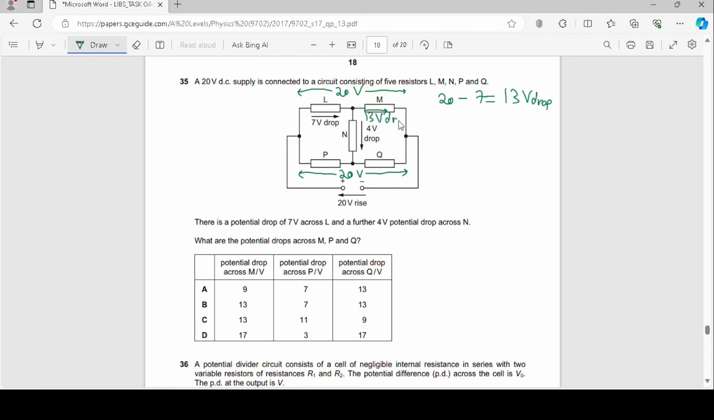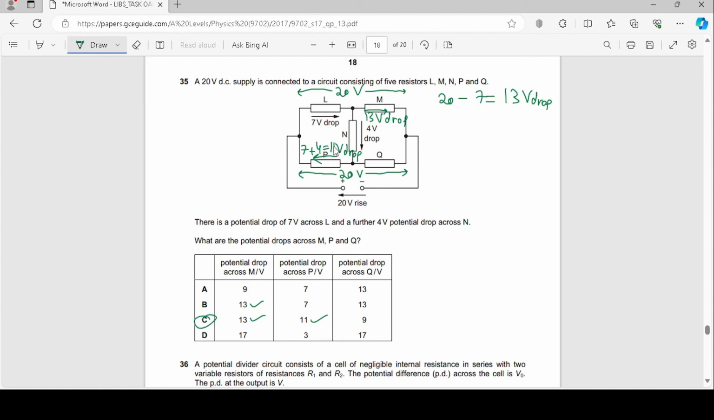Okay, so this is a 13-volt drop. Then if I look at this circuit of L, N, and P, which is going like this, I have to see that this is 7 and 4, right? So in P, I'm going to have 7 plus 4, which is an 11-volt drop, okay? Like that. So till now, I have for M 13 and for P 11. So I've already got the answer basically. It's C. But then let's verify that Q is 9.